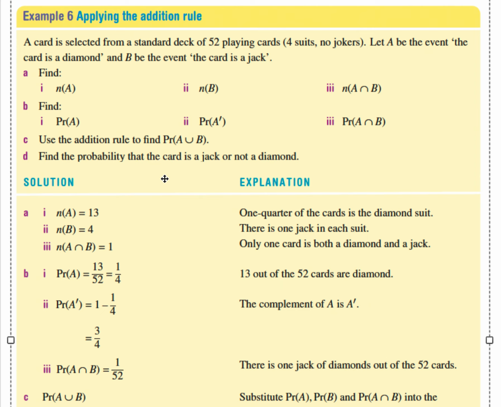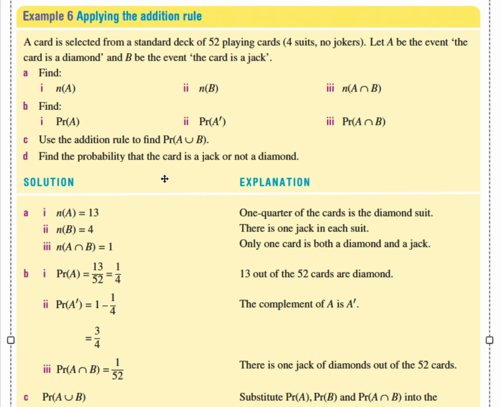Next, we're going to find the probability of A, not A, and B. So our probability of A is we put our number of elements in A, which is 13, over our total number of elements in the set, which is 52. 13 over 52 can be simplified to 1 over 4.